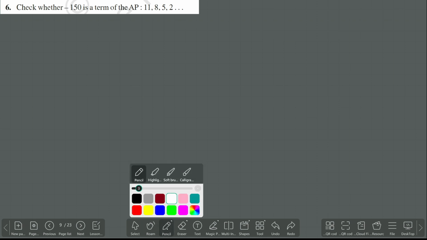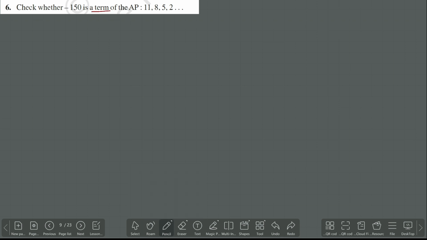Term in the sense, what does it mean? Usually, when they say a term generally, without mentioning which number of term, it is a_n. Then minus 150 is a term, a_n. We don't know which term, 10th term, 20th term, we don't know. It is a term, so a_n of the AP. They are asking to check, so we are going to take it as a_n and check whether it is contained or not.